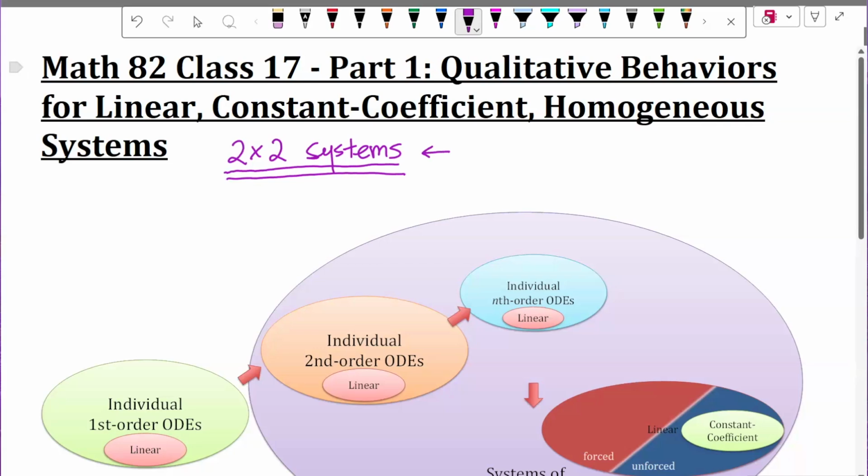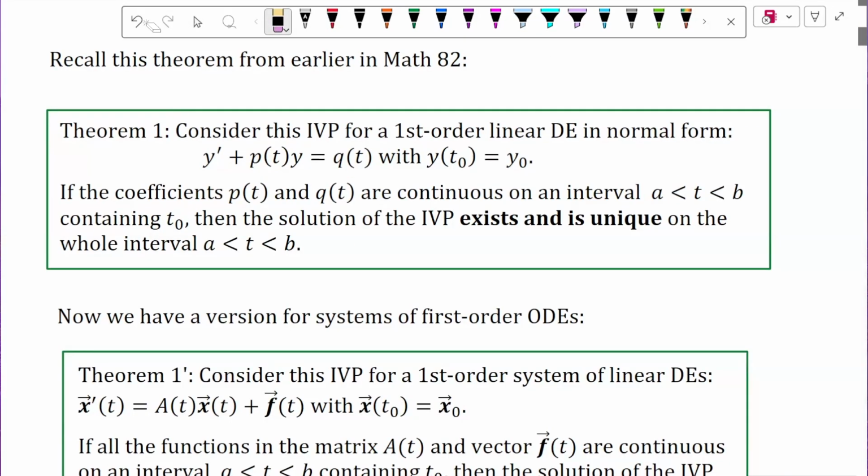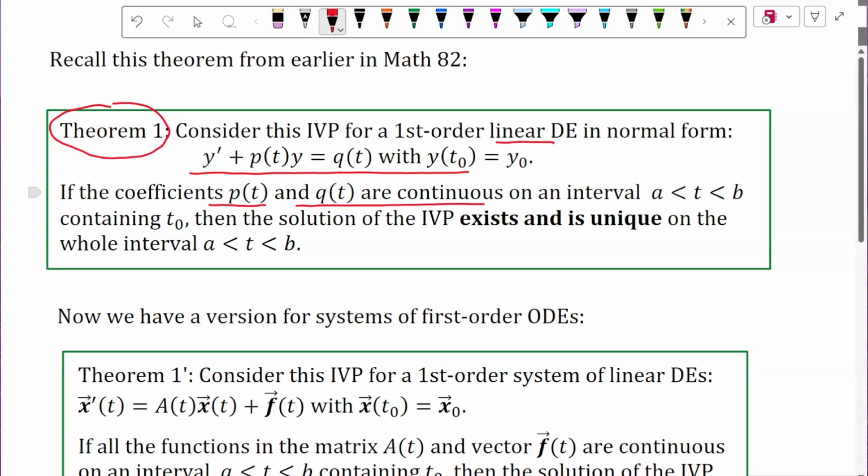Let's first talk briefly about the existence and uniqueness theorem that we have when we're dealing with a system of first-order equations as opposed to just a single first-order equation. You remember when we dealt with a single first-order equation that was linear in the normal form, our theorem told us that if the functions p and q were continuous on some interval, then the initial value problem would exist and be unique on that same interval.